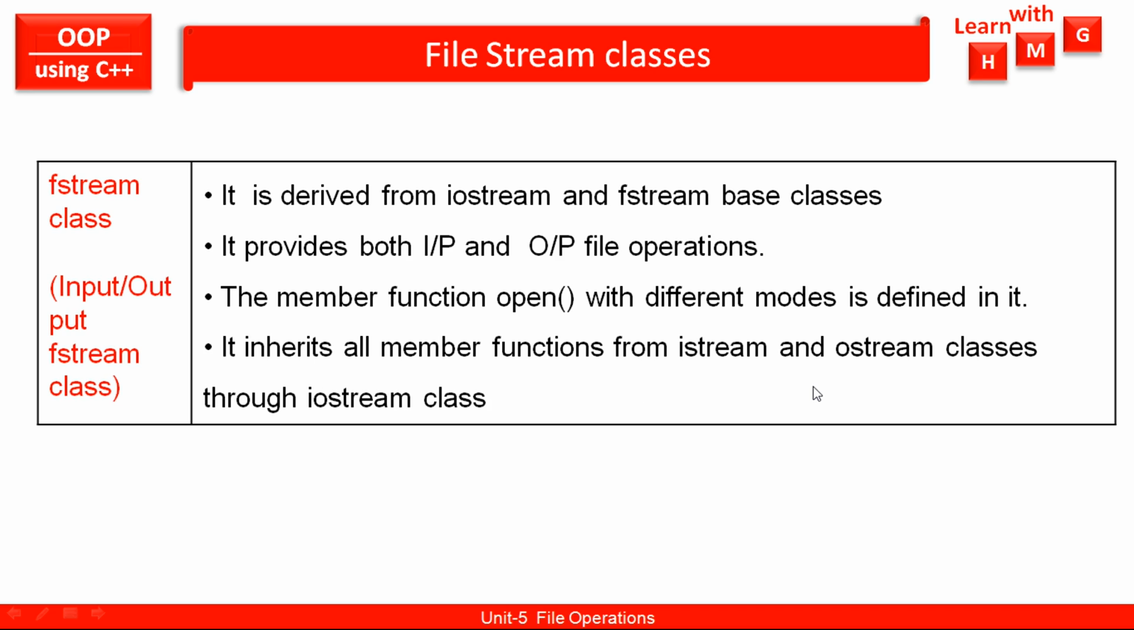through the iostream class. So in the hierarchy we have seen that the iostream class is derived from the istream and ostream classes, and then it is further extended up to the fstream class. So due to this hierarchy, the member functions are inherited from these three classes.